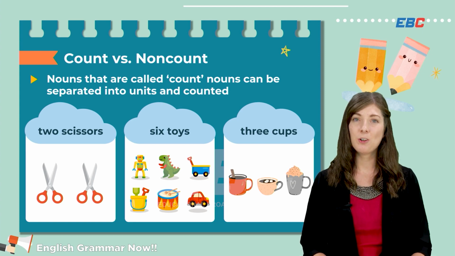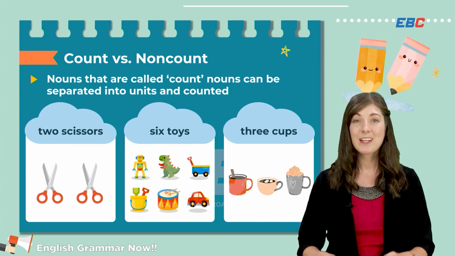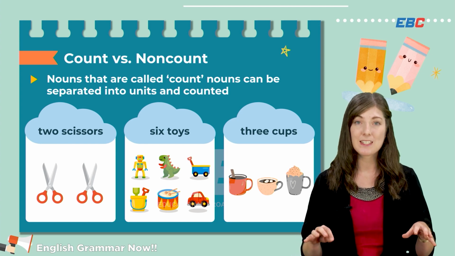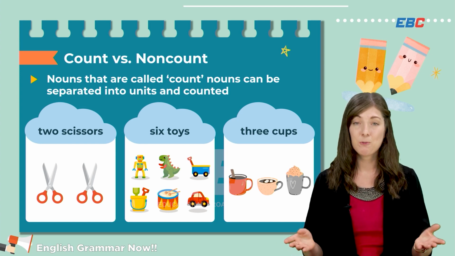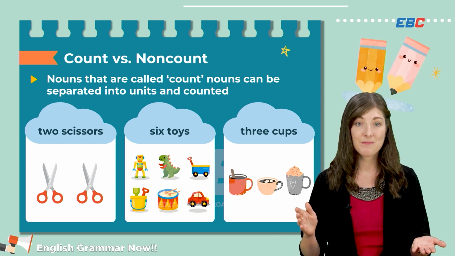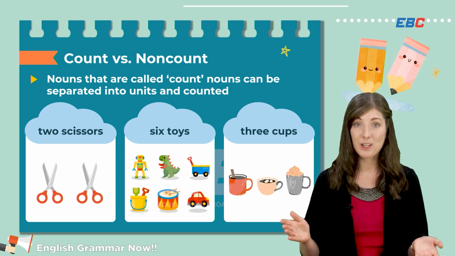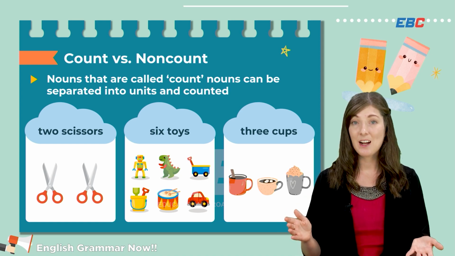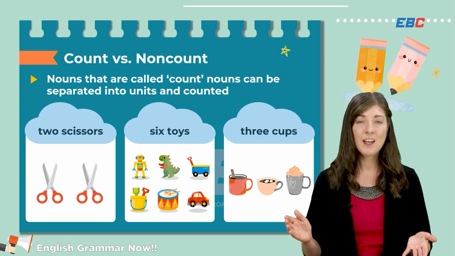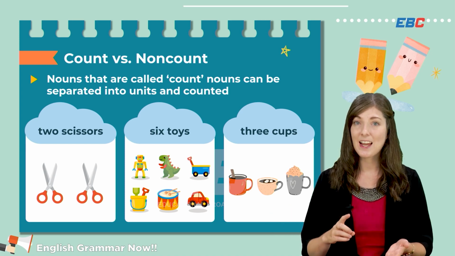Nouns that are called count nouns are things that we can count. We can separate them into different pieces and count them. For example, we could say 1, 2 scissors. 1, 2, 3, 4, 5, 6 toys. 3 cups. You can see that all of these nouns are in the plural form, with an S at the end.